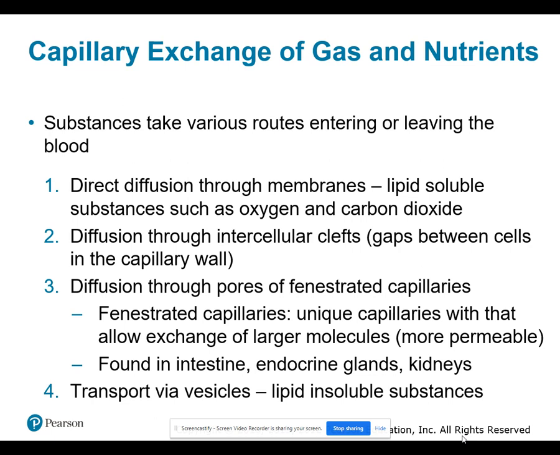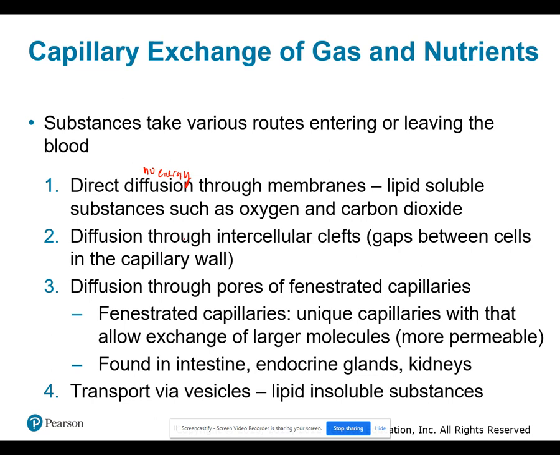The route that substances take to enter and leave the blood differs depending on what type of compound is trying to enter and leave. For example, the first method, direct diffusion through membranes, involves usually lipid-soluble substances, so they can go through that phospholipid membrane. These are things like oxygen and carbon dioxide. This doesn't require energy to transfer them across a cell membrane. So direct diffusion doesn't require any energy. They just flow right through.